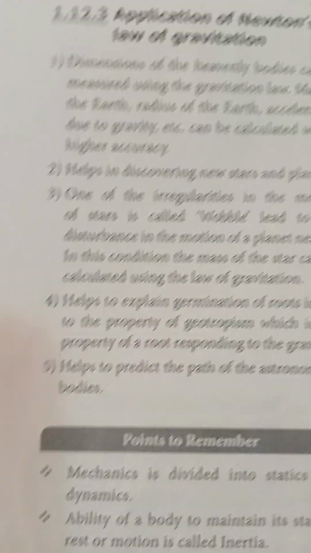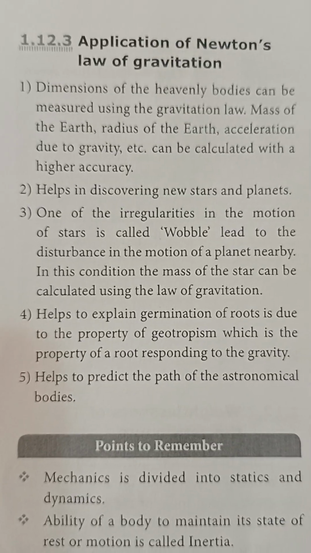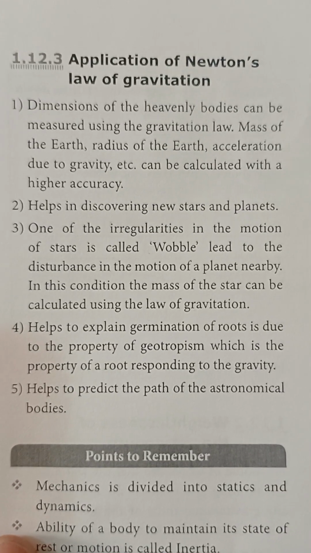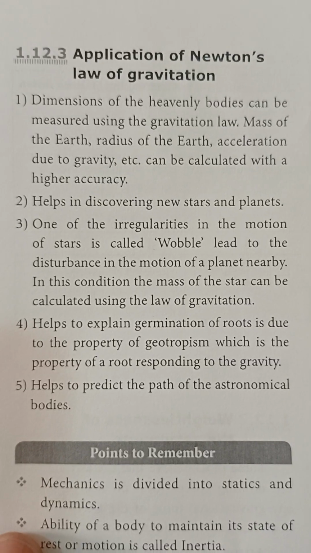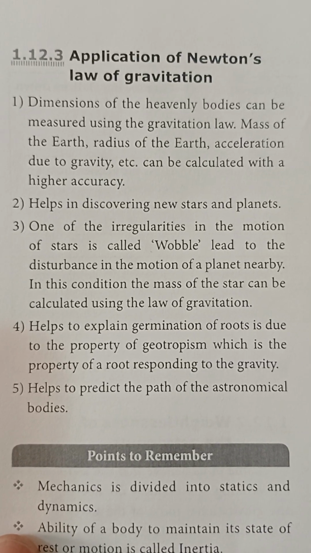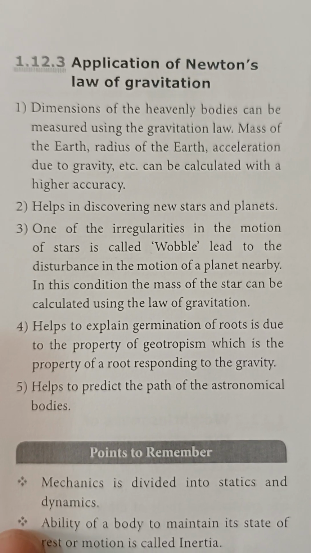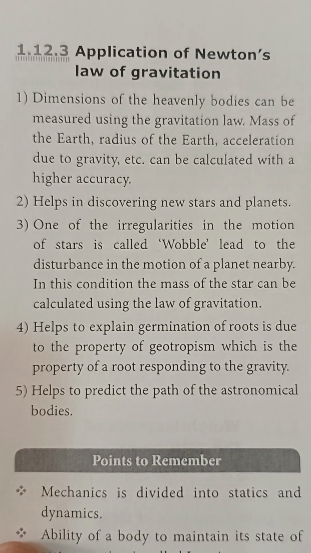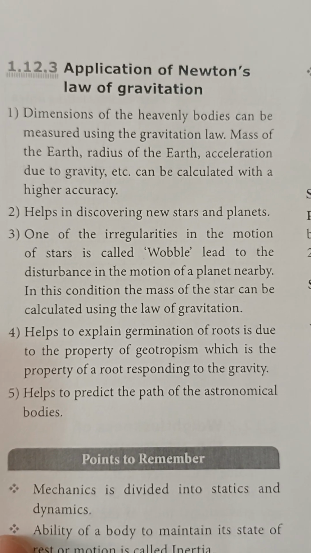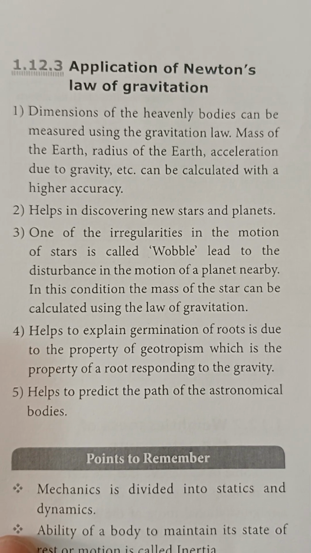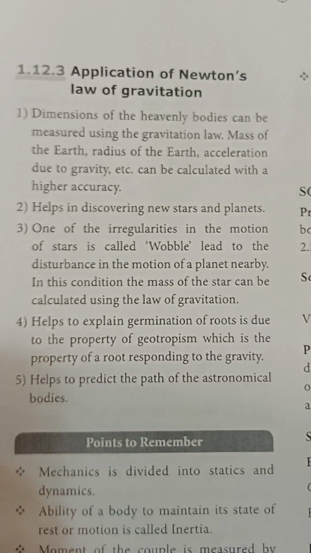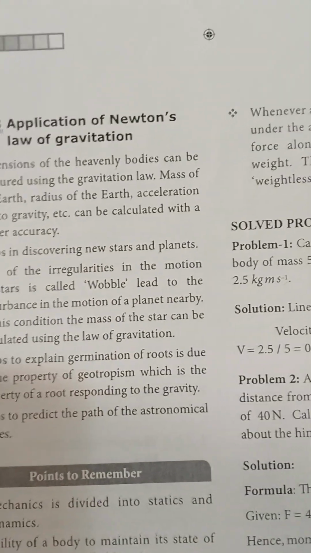Okay, it helps to explain that the germination of roots is due to the property of geotropism. What is geotropism? It is the property of the root which has the tendency to grow downward towards the earth. So that is geotropism. It also helps to predict the path of astronomical bodies. In what way they can move, we can predict the path. So these are the ultimate benefits of Newton's law of gravitation.